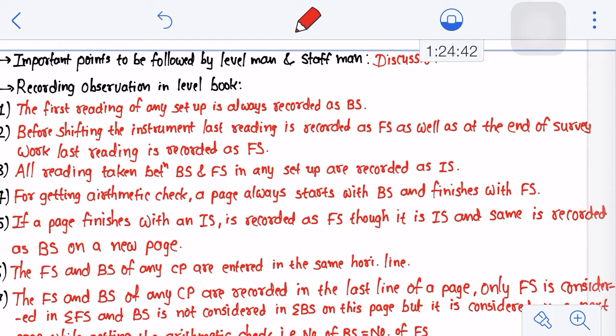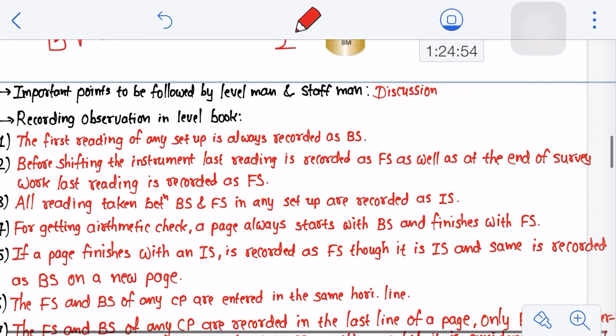Levelman, that will try to be at the instrument location, and the staffman will try to keep that leveling staff every time at different points. So there are 2 persons working for this particular exercise called leveling. Which are these important points that are required to be kept in mind by these levelmen and staffmen? I'll try to discuss points for levelmen. I'm not going to discuss all points, but some important points I will try to do.